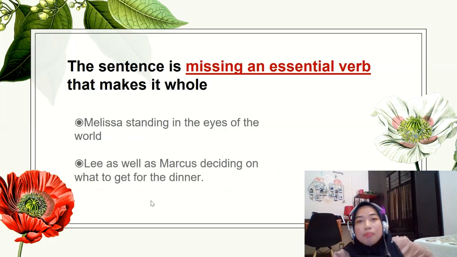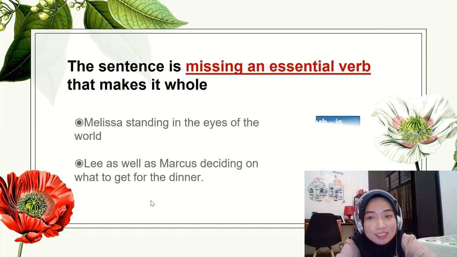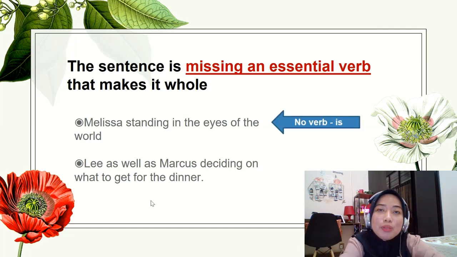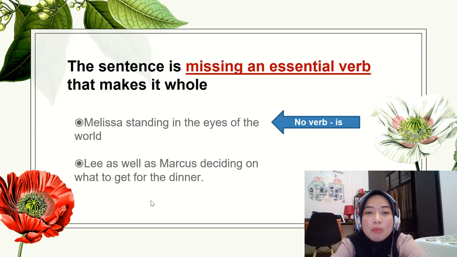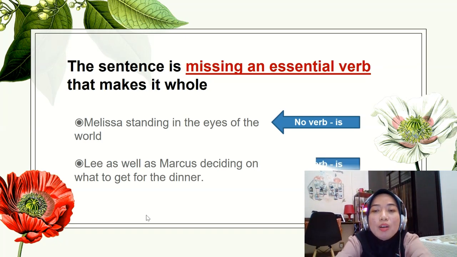For the second circumstance, it is when the sentence is missing an essential verb that makes it whole. So here: Melissa standing in the eyes of the world. What's missing here is the verb is. Okay, so you tell me where we should put the verb is. And also here: Lee as well as Marcus deciding on what to get for dinner. Here, what's missing is also the verb is.